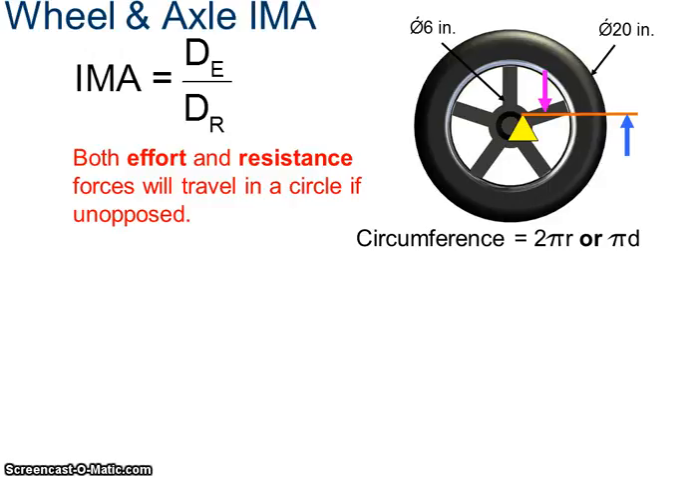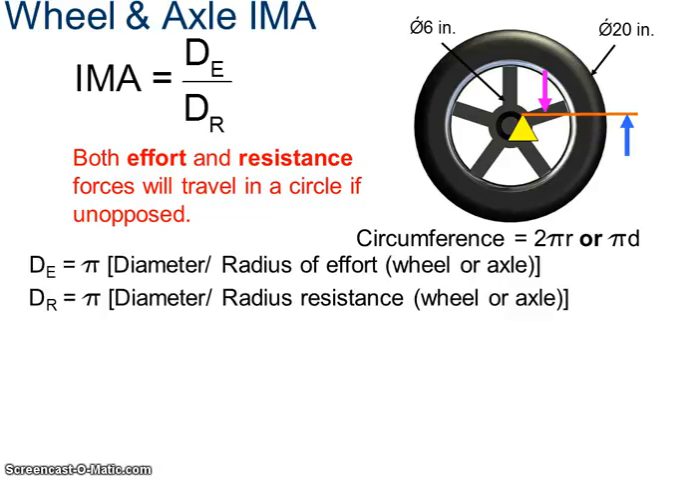So now you can see that our wheel and axle IMA equation is just dE over dR, which is the exact same equation that we used for levers, the effort distance over the resistance distance. On the little picture on the right, we have our wheel, and they give us some lengths. The little symbol next to 20 inches and 6 inches just shows diameter. So the diameter of the wheel is 20 inches and the diameter of the axle in the middle is 6 inches. We know that our circumference is either 2 pi r or pi times diameter.